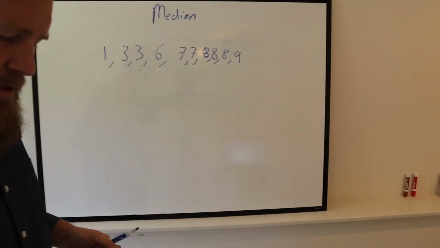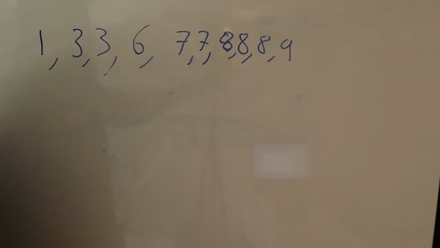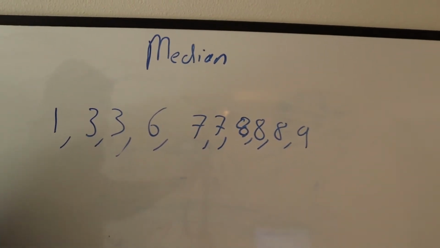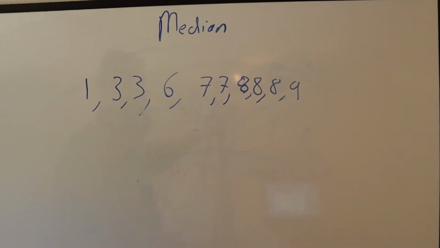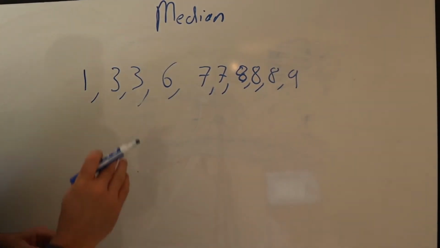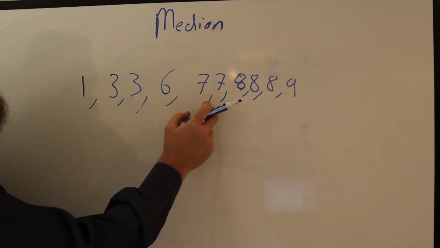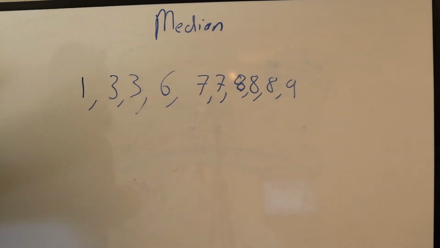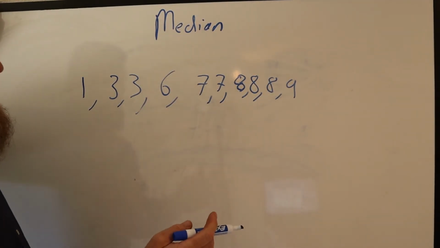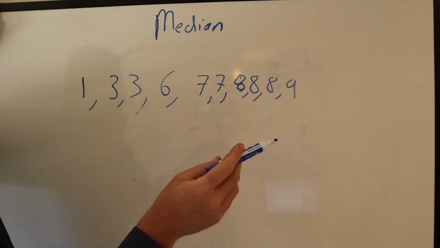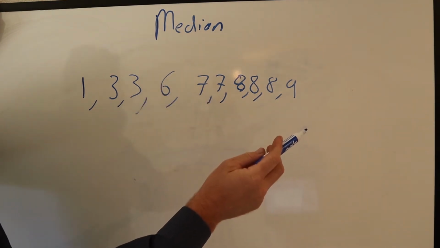All right, I'm gonna bring you guys in a little bit closer. All right, there we go. So these numbers, we have 1, 3, 3, 6, 7, 7, 8, 8, 8, 9. And we have to determine, well, what's the middle number? And we've put them in ascending order from the least to the greatest.